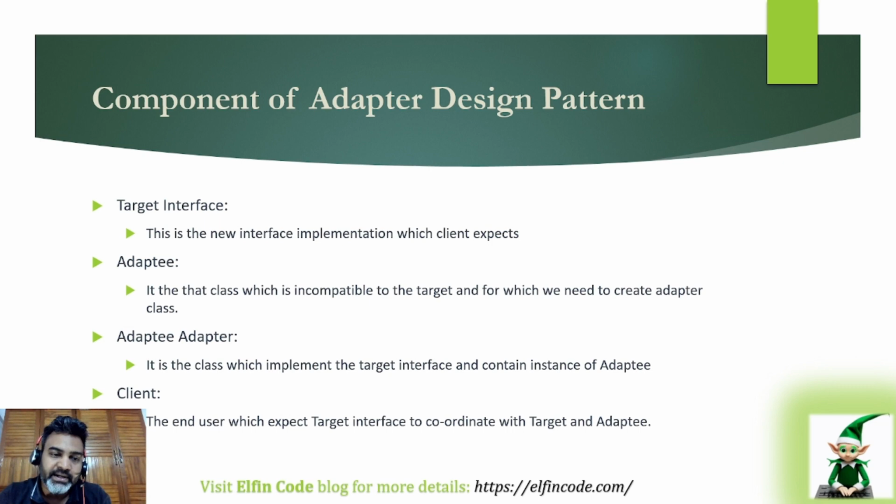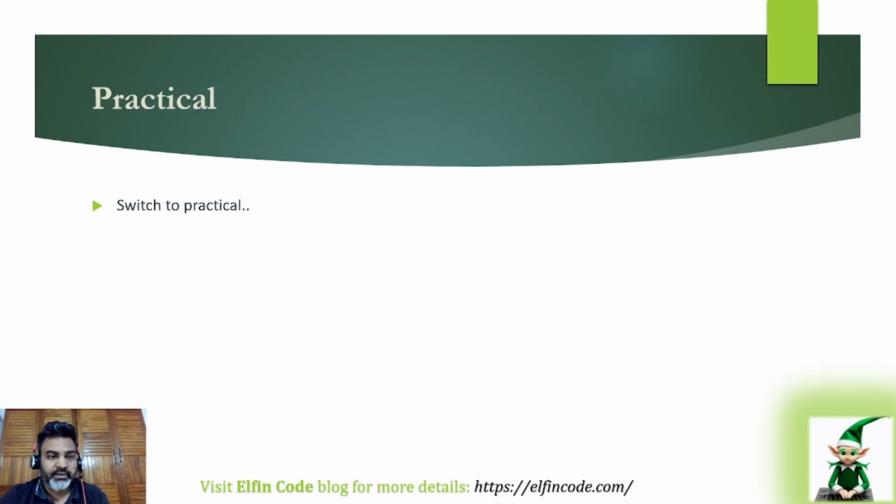To make that compatible with the Indian socket, what do we need? We need an adapter. So the third one is the adapter. This adapter will be bridging the issue which the adaptee has. It will be implementing similar methods to those existing in the target interface. The fourth component is the client, which can interact with either the target or the adaptee in a similar way. The client expects the interaction with the target or the adaptee to be the same. Now let us switch to the practical to see how we can implement certain test cases with this adapter pattern.